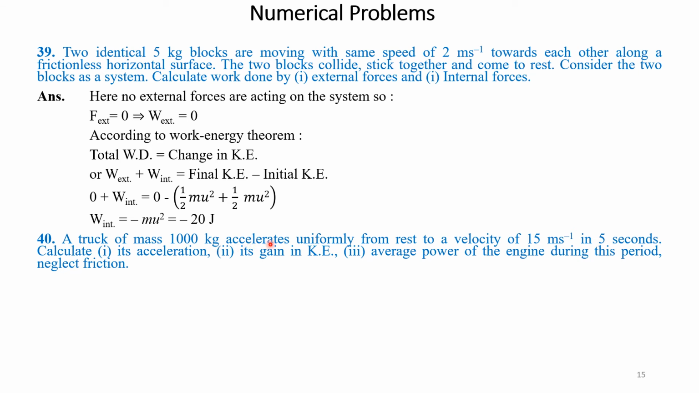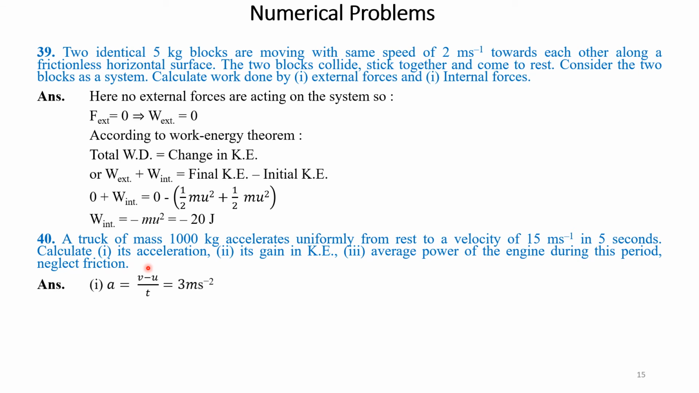It is accelerated uniformly from rest to a velocity of 15 meters per second in 5 seconds. That is, the acceleration is 15 meters per second divided by 5 seconds. We have to find three quantities. First quantity is acceleration. Next we have to find the gain in kinetic energy, and finally we have to find the average power of the engine. And it is also hinted that we have to neglect the friction.